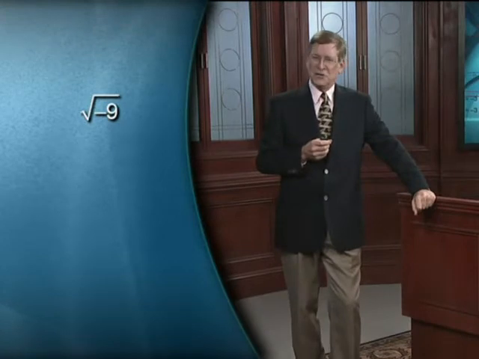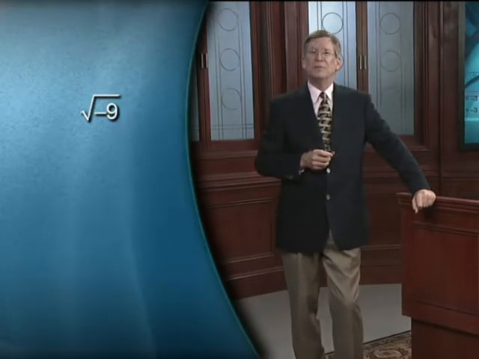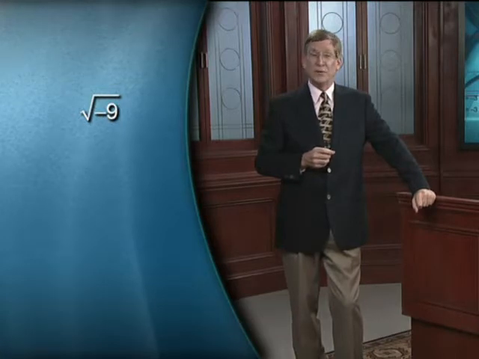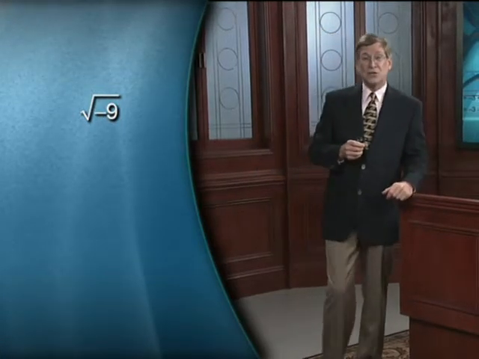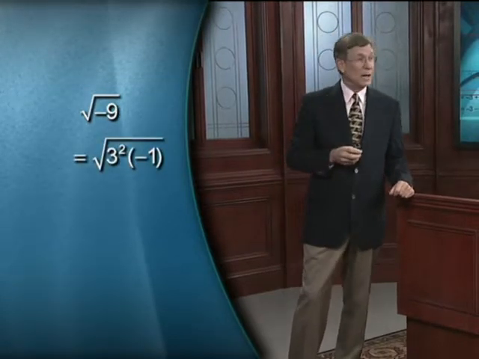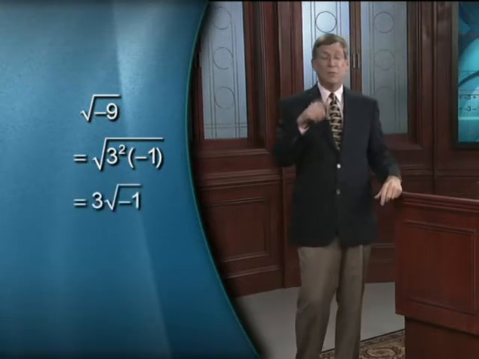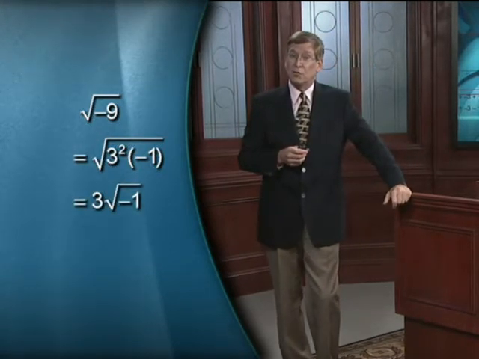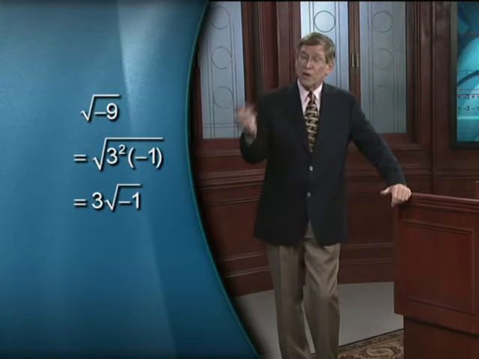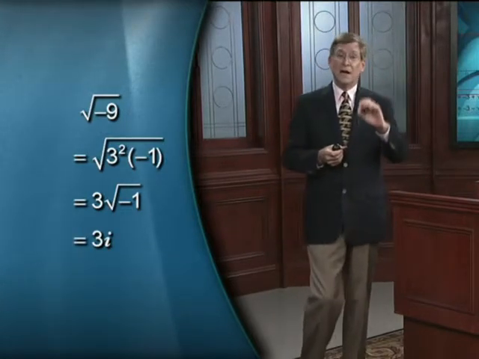Square root of minus 9, we saw that in the previous example we were talking about. Let's simplify that and write it in standard form. Well, 9 is 3 squared, so it can be written as the square root of 3 squared times minus 1. Bring the 3 outside the radical, and you get 3 times the square root of minus 1. And remember, the square root of minus 1 is i, so it's 3i.